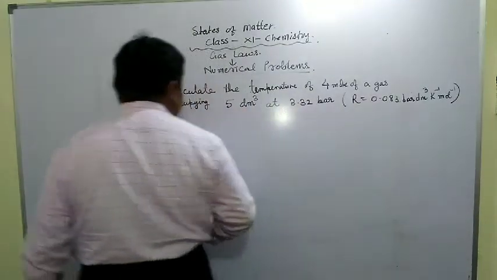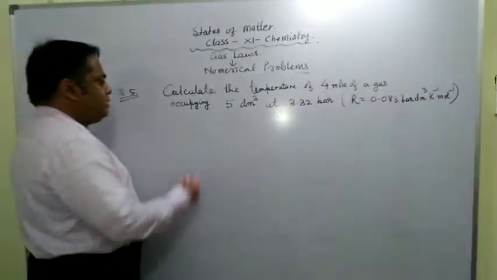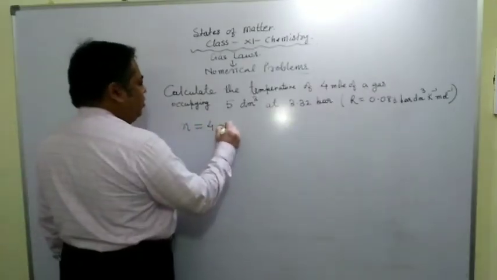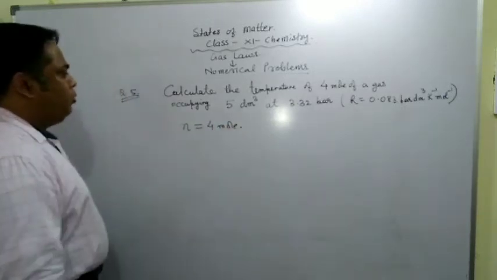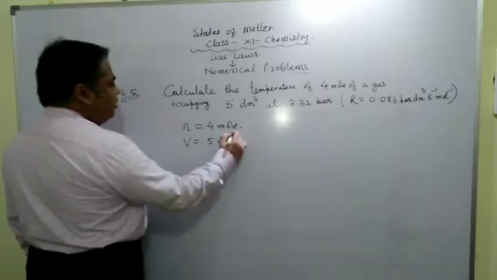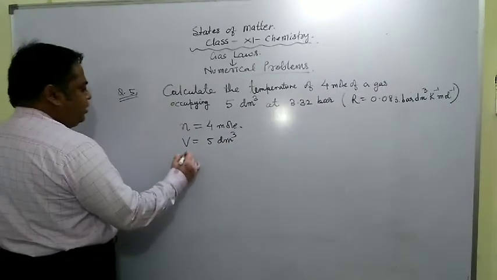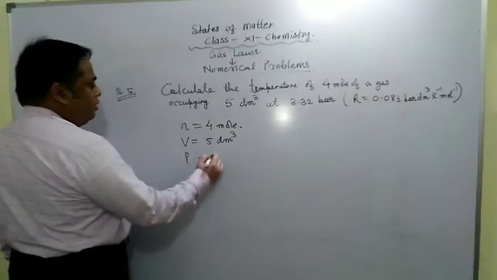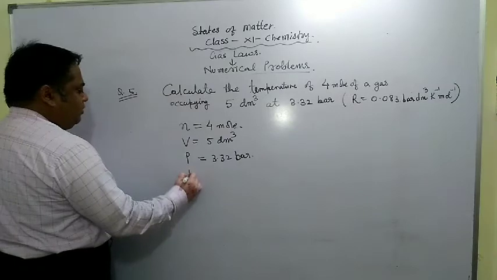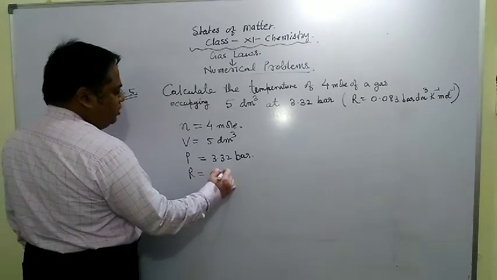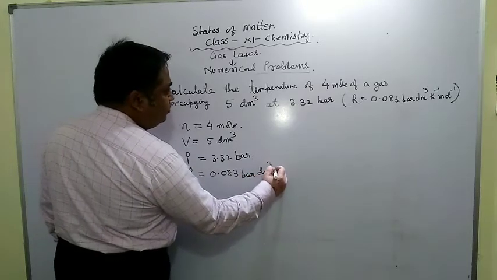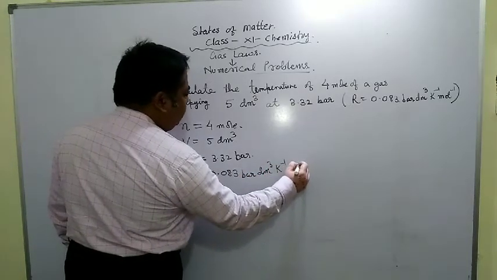In this question it is asked: what is the temperature of 4 mole of a gas? That means the value of n, the number of moles, is given, equal to 4 mole, occupying a volume of 5 decimeter cube. Pressure is given as 3.32 bar. And R is given as 0.083 bar decimeter cube per Kelvin per mole.